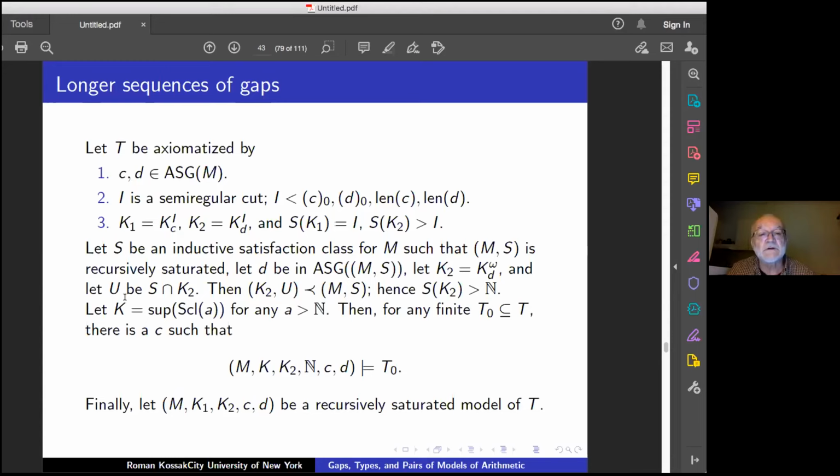So if I take a restriction of S to K, S is a satisfaction class on M. If I take the restriction of S to K, because of the speed of growth of the sequence, one can show that K2 together with this U is an elementary substructure of M_S. So in particular, U is a non-standard inductive satisfaction class for K2. And because of that, S of K2 is non-standard. So that's how we're getting this K2.